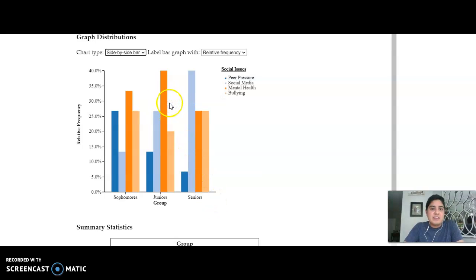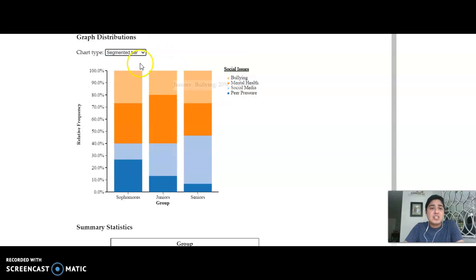So I could say juniors had the largest proportion of students who identified mental health as the main social issue. And then seniors had the largest proportion of students that identified social media as an issue, etc. So I'd kind of just put them next to each other like so.